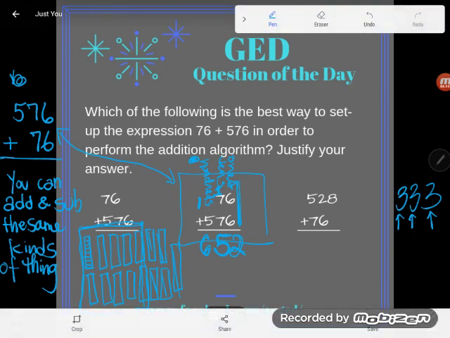And that is why we add the way we do. It's not just a bunch of gobbledygook steps that your math teacher taught you because she loves to teach you steps. There's a real reason for the algorithm and the way that it behaves.